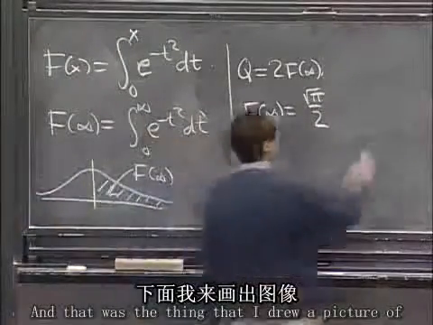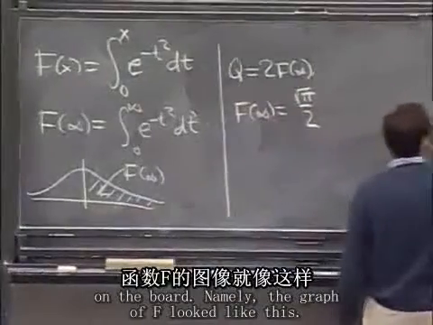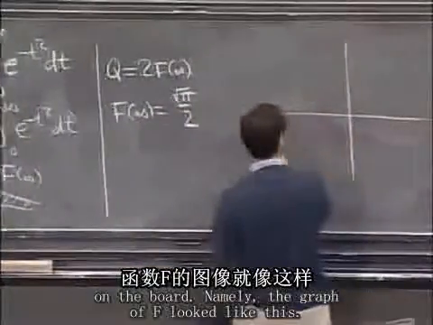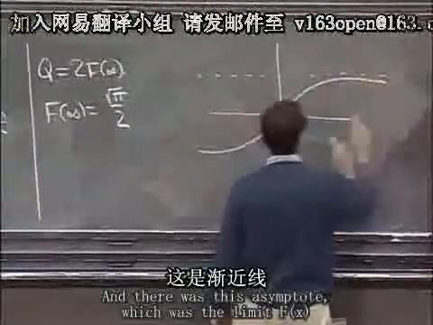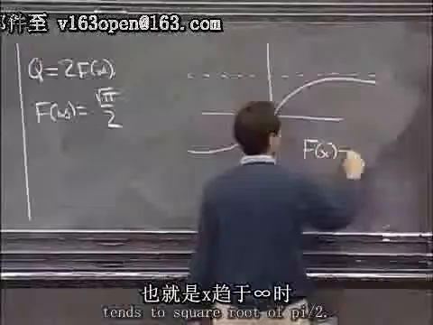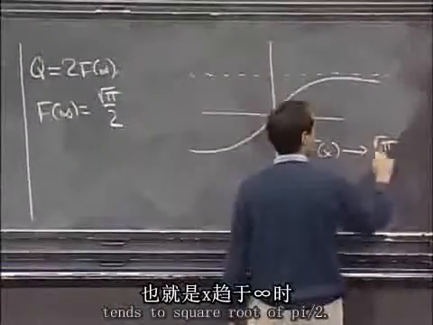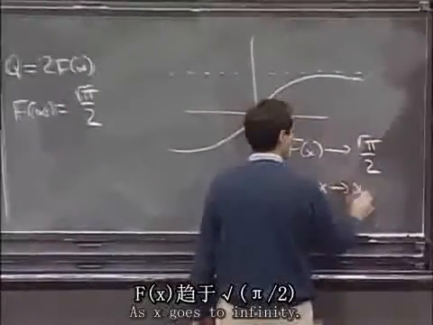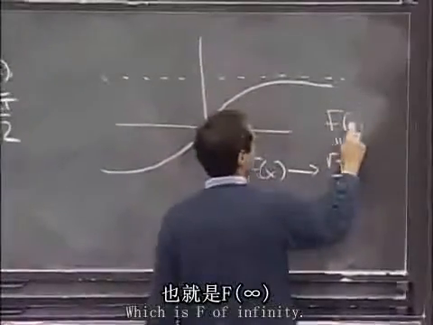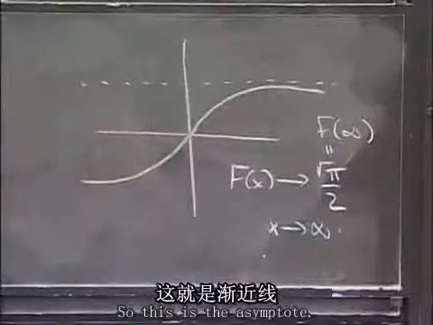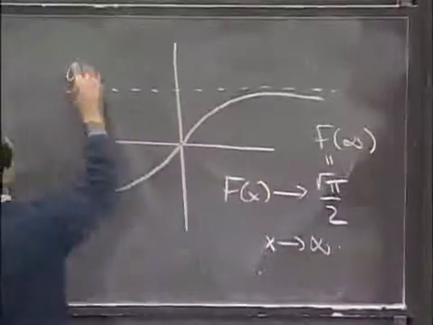And that was the thing that I drew a picture of on the board, namely the graph of f looked like this, and there was this asymptote, which was the limit. f of x tends to square root of pi over 2 as x goes to infinity. That was that limiting value, which is f of infinity. All right, so this is the asymptote.